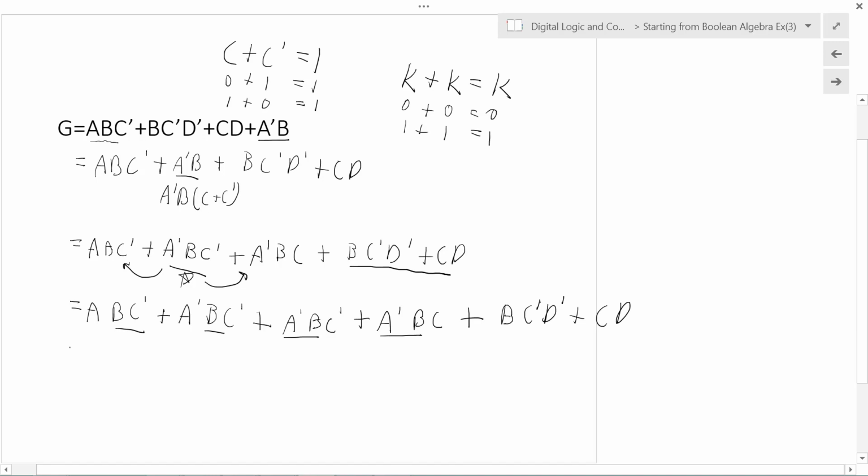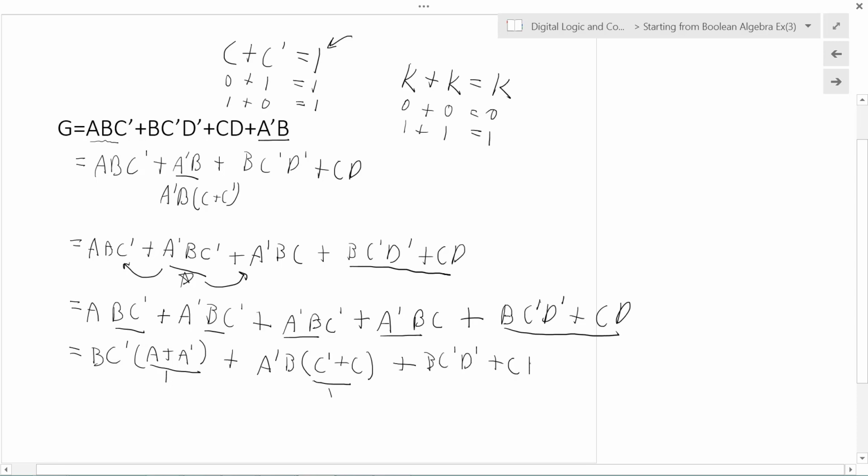So let's do that. Equals B, C prime ANDed with A or A prime, and we OR this with A prime B. We AND that with C prime or C. Notice that we're using this theorem here again. So A or A prime becomes 1. C prime or C becomes 1 as well. And we can also copy these 2 terms again. B, C prime, D prime, or C, D.